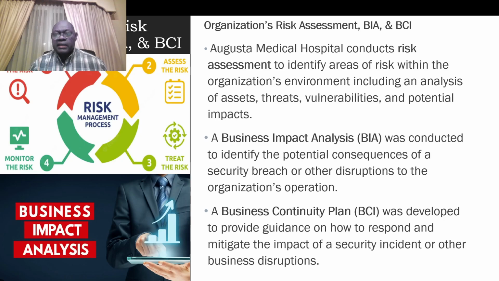The business impact analysis was conducted to identify potential consequences of a security breach or other disruption to the organization's operation. A business continuity plan was developed to provide guidance on how to respond and mitigate the impact of a security incident or other business disruption.